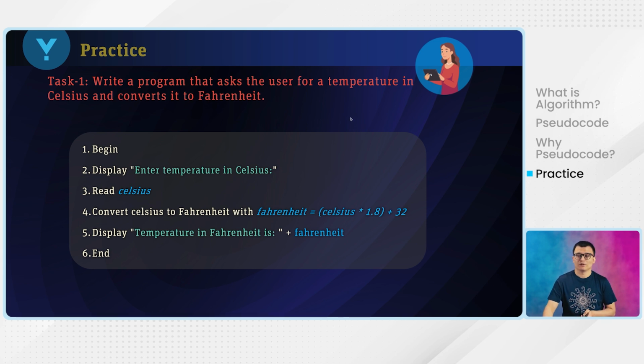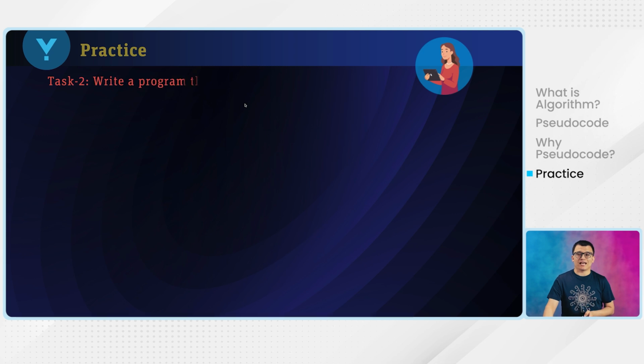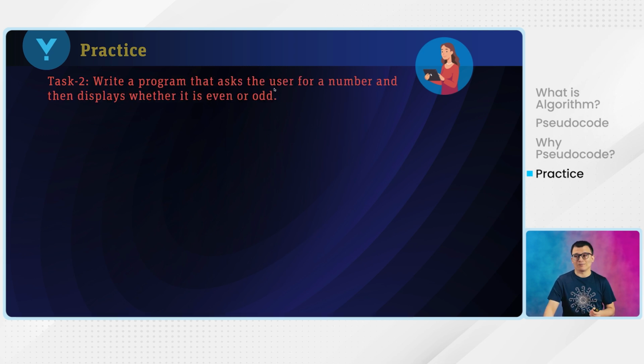Okay. And here is the second task of pseudocode. This time, you need to write a program that can ask the user for a number and then display whether the number is odd or even. So after the user provides the number, we have to display if the number is odd or even.